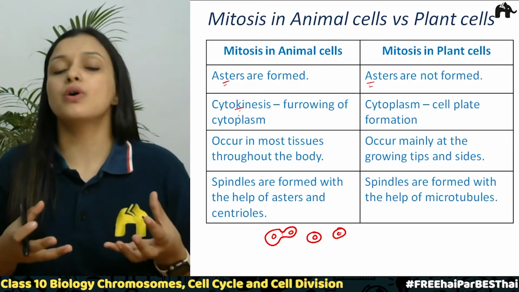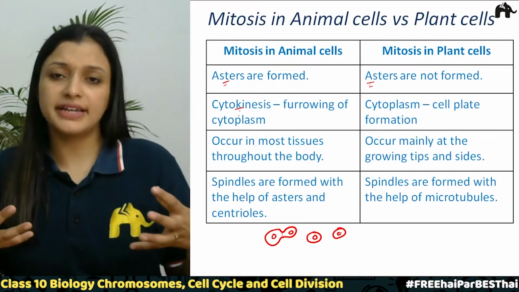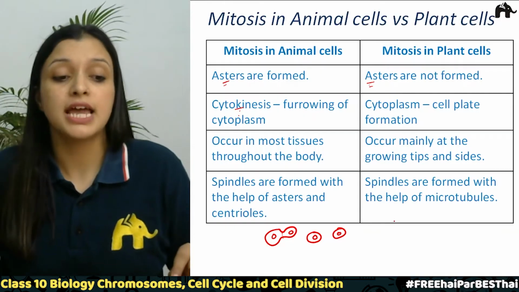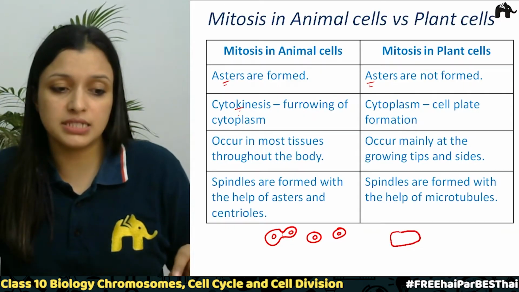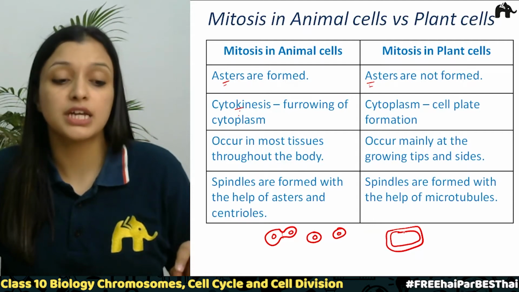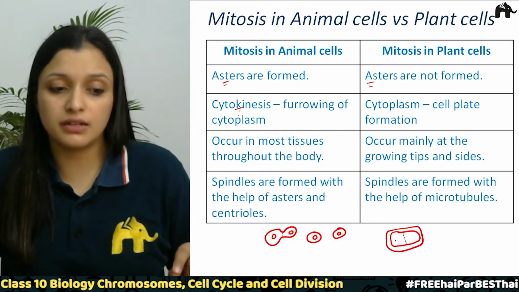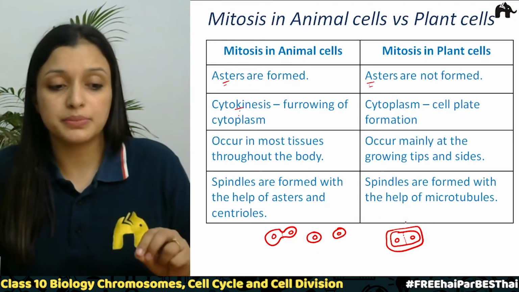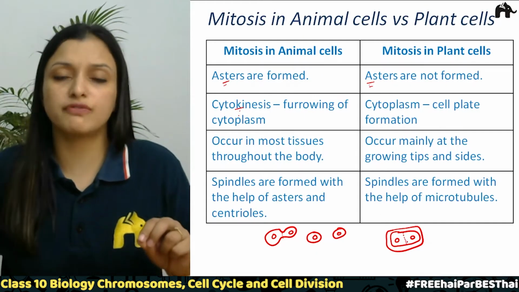So this is how cytokinesis occurs in case of animal cells. But in case of plant cells, say if this is a plant cell, there will be two layers, two coverings. First there will be karyokinesis. After that, what will happen? There will be a formation of the cell plate.